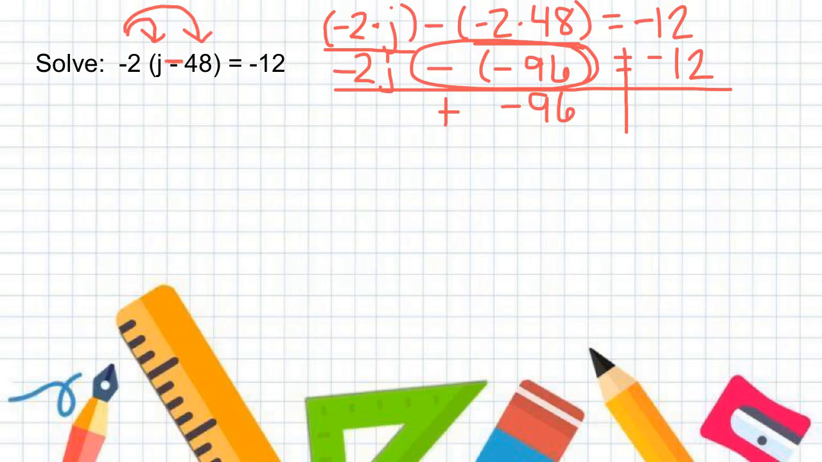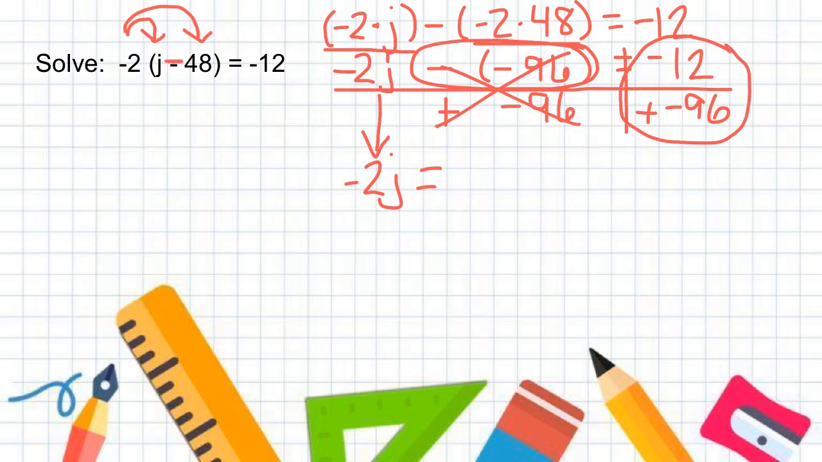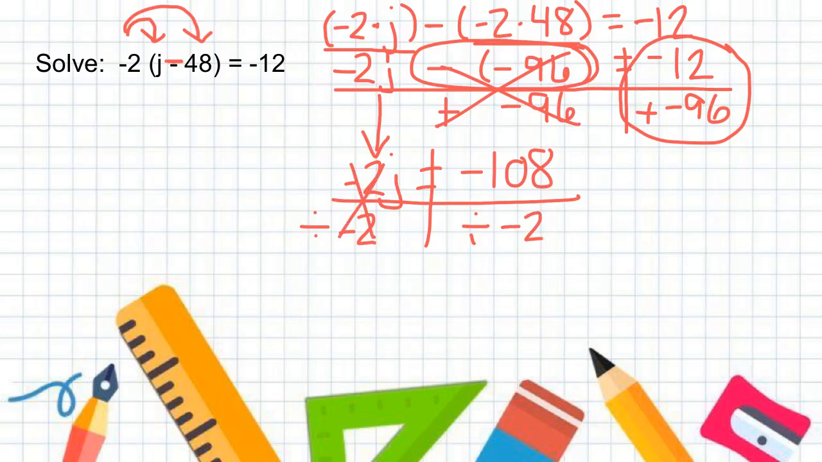All right, because I chose to add a negative, I'm going to add negative 96 to this side as well. This creates 0, so I'm going to bring down my negative 2j on this side, and this is negative 108. Step 2, I'm going to multiply or divide to isolate my variable. That means this negative 2 that's multiplied by j has to go away. So the opposite of multiplying by negative 2 is dividing by negative 2. Legal move. And I have j equals this answer, which is 54.